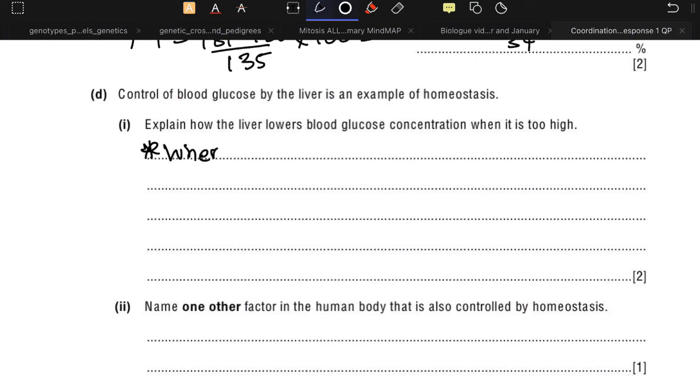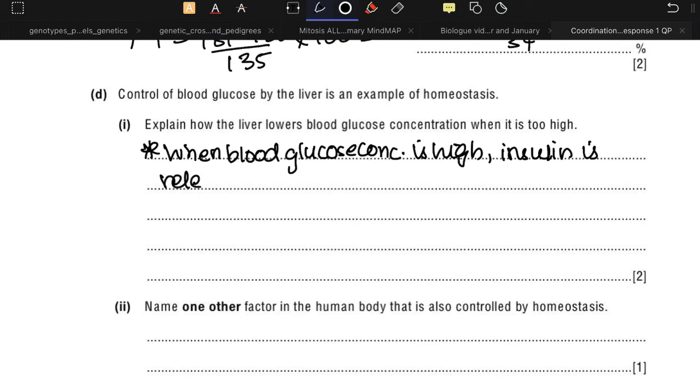When blood glucose is high, or when blood glucose concentration, whatever you want to do, blood glucose concentration, I have written CONC dot just as a short form, but make sure you write the full thing as concentration. Do not write CONC just for the sake of convenience. When blood glucose concentration is high, insulin is released from the pancreas. Insulin is released from the pancreas. Now if you want to be more specific, you can say insulin is released from certain cells in the pancreas, which is the beta cells.